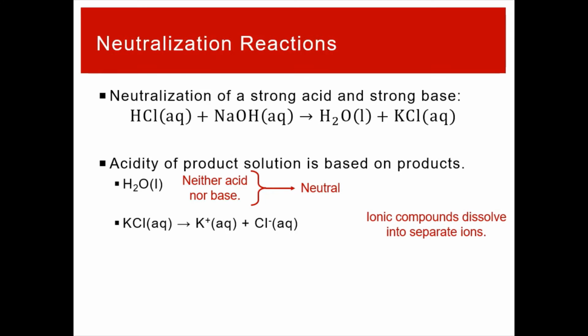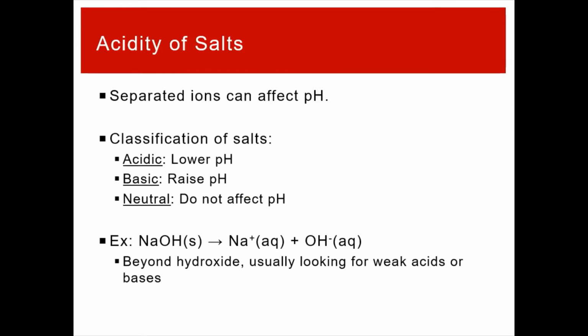we know that this is an ionic compound, and ionic compounds dissolve into separate ions. So if we want to parse out what the acidity of a salt is, I need to know what is the acidity of each ion in my solution. Each ion can affect the pH of a solution, right? The cation can affect the pH and the anion can affect the pH. So collectively, both of them may or may not have an effect on the pH, and you can classify any salt as acidic, basic, or neutral.